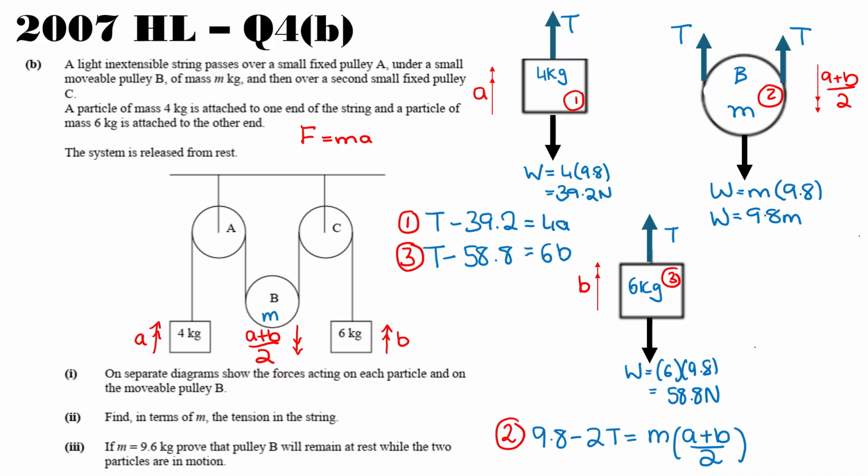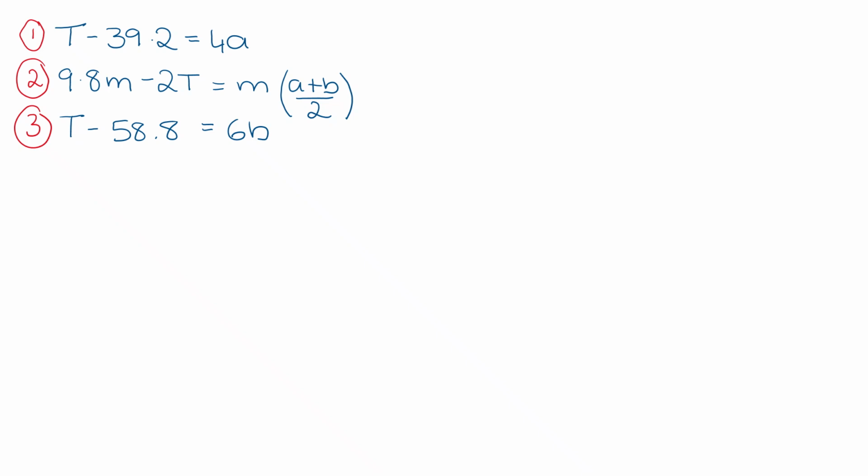So our next step is for part 2, find in terms of m the tension in the string. So what I'm going to do first is work these the way we always work these average acceleration questions. I'm going to get my A on its own, so I'm going to isolate my A, and then I'm going to isolate my B, and then I'm going to sub them in. That works out to be one of the easiest ways to do these questions, but any algebra way is absolutely fine.